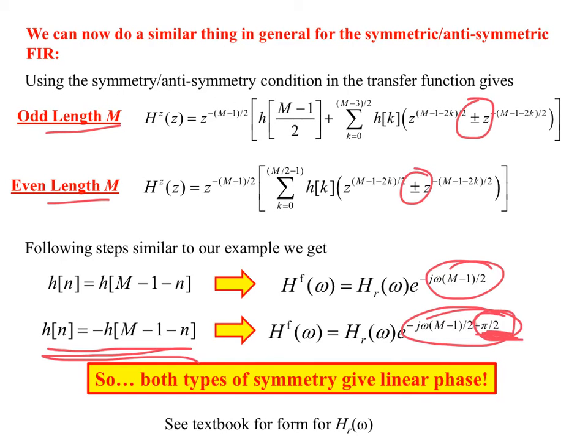So that makes it very easy when we're designing an FIR filter. If we want to make sure it has linear phase, all we have to do is make sure our design ends up with one or the other of these types of symmetry. So we can literally constrain our design so that we get that exact kind of symmetry.